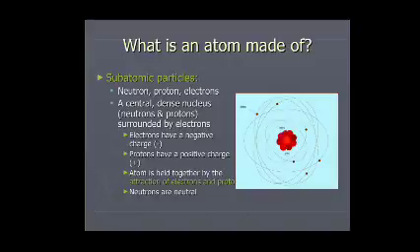The central part of an atom is called the nucleus. The particles present in this nucleus are called nucleons. The nucleons are protons and neutrons. The protons and neutrons are present in the central part of an atom.